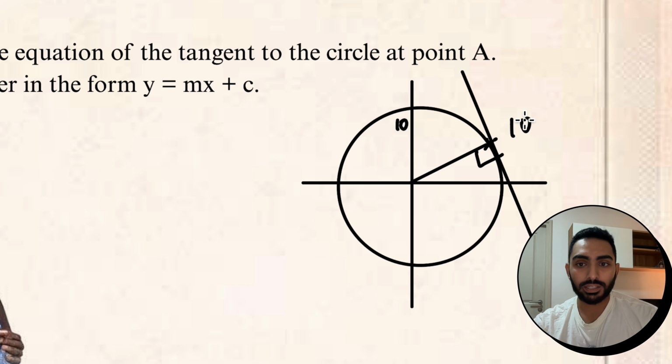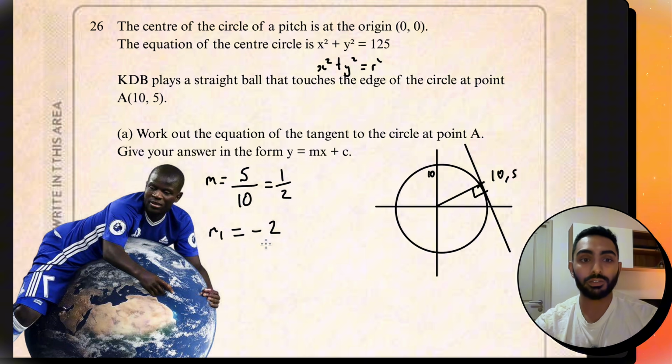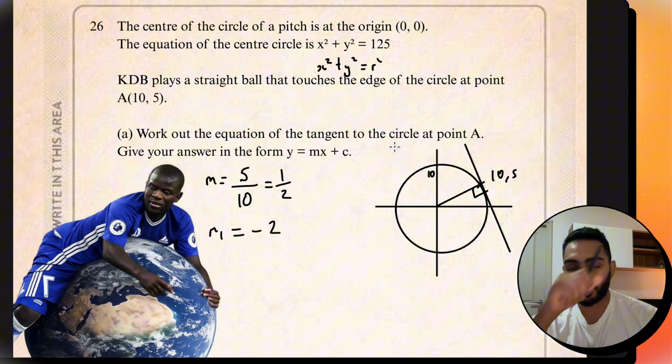This point is (10, 5), and gradient is the change in y divided by the change in x. So m, the change in y, it's gone up by 5, and it's going across by 10. 5 over 10 is a half. That means the gradient of this new line is going to be the negative reciprocal. Because this is a positive, it's going to be a negative, and the reciprocal means it's going to be flipped, so -2. So if you're ever finding a perpendicular line, you find the negative reciprocal of the gradient. That gradient will be -2, and that makes sense because it's going downwards.